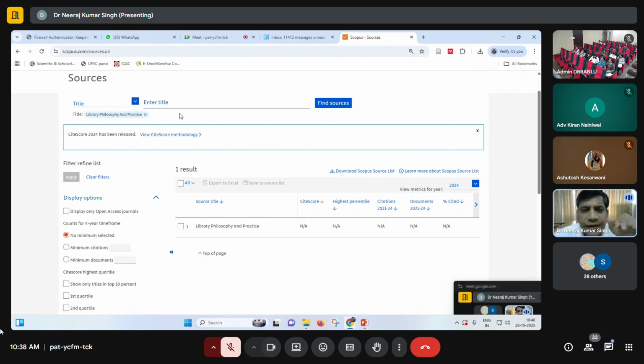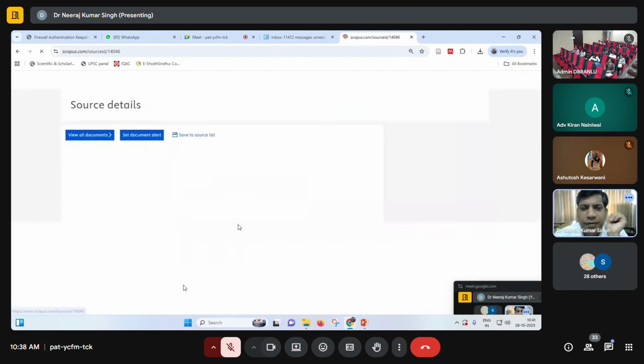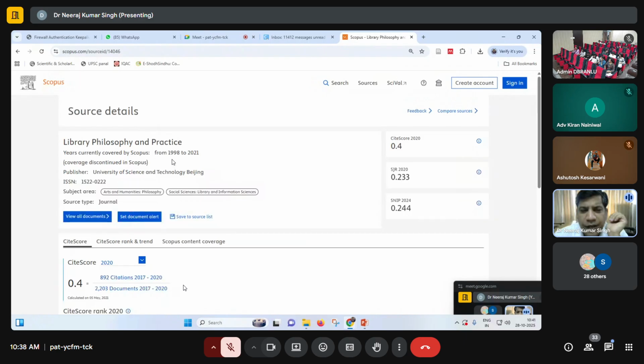I have entered the title and Scopus is giving me one result. So what do you think? Yes. In the first instance, it will look like it is a Scopus indexed journal. But when you click here, now read this. What is written?